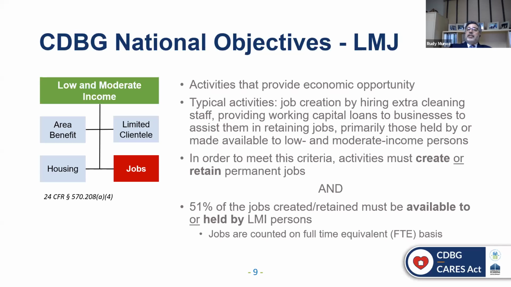For LMJ, at least 51% of the jobs created or retained must be held by low and moderate income persons. And you calculate that based on full-time equivalent positions, or FTEs. Just as an example, if a person works 20 hours per week, that job would represent a 1/2 FTE, or full-time equivalent. Next slide.